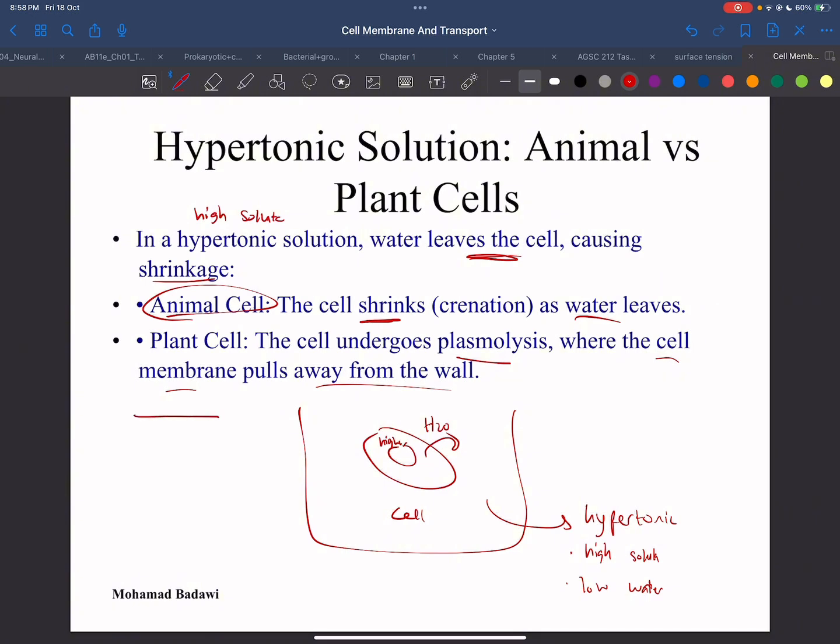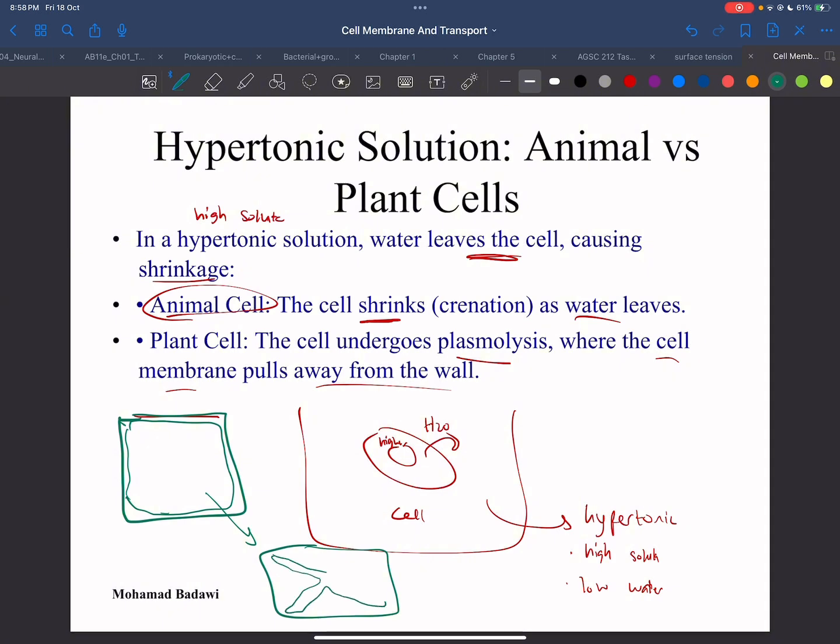So if I want to try to show it to you guys, this is my cell wall, for example, and then my cell membrane, which should be like this, okay? When it shrinks, it's going to look something like this. Okay, you see how it shrinks away from the cell wall. It pulls away from the cell wall. Okay, that's when we place a plant cell in a hypertonic solution.